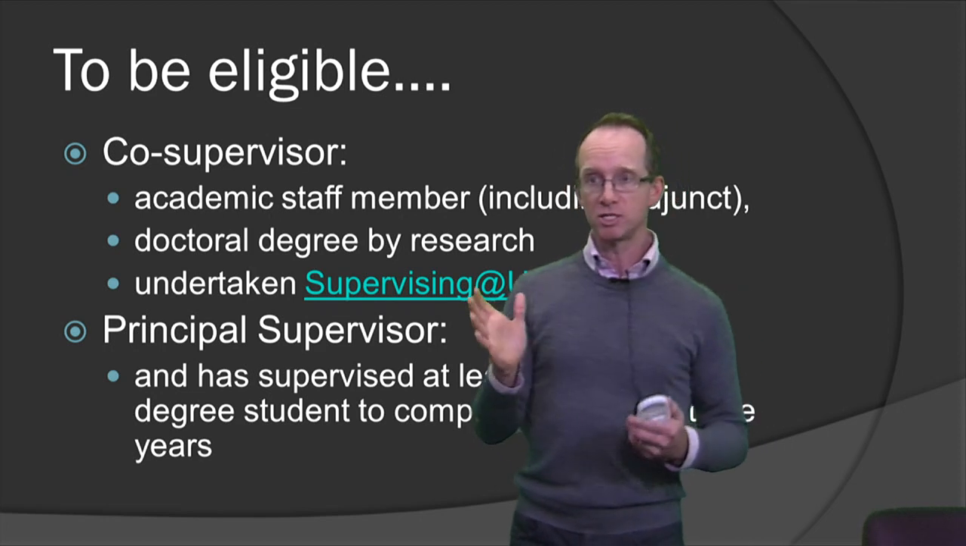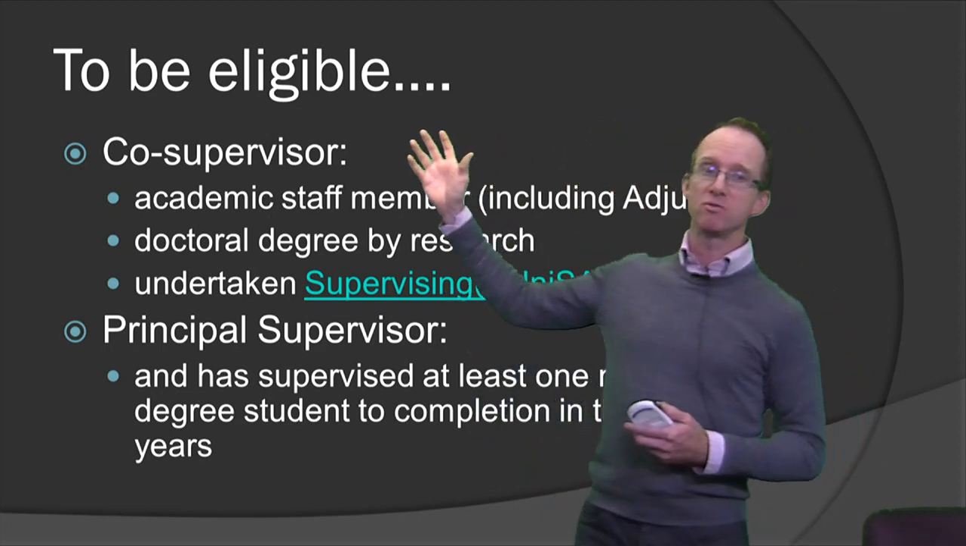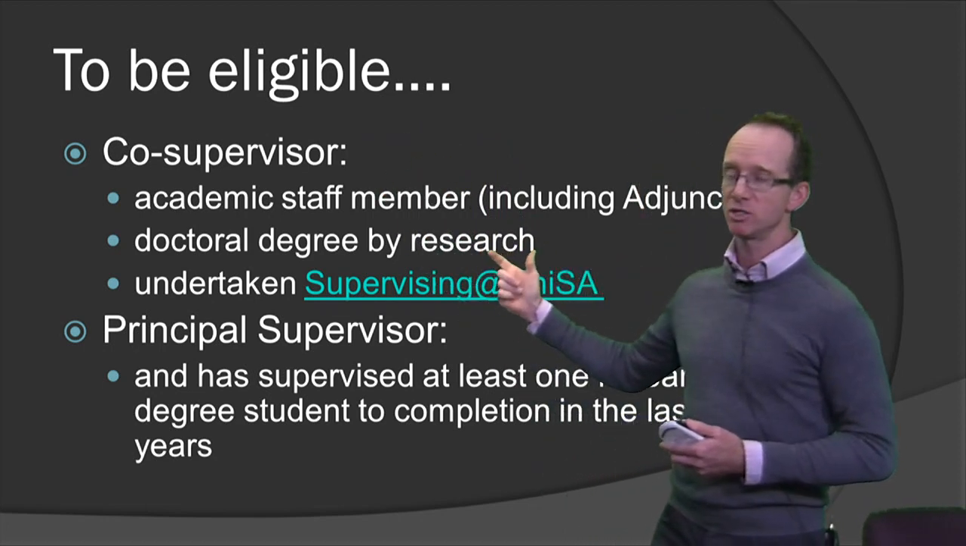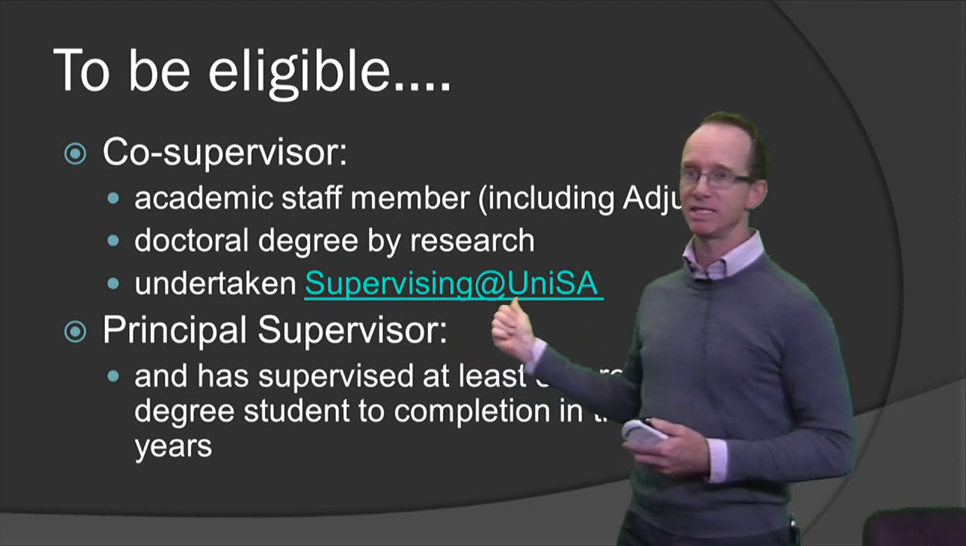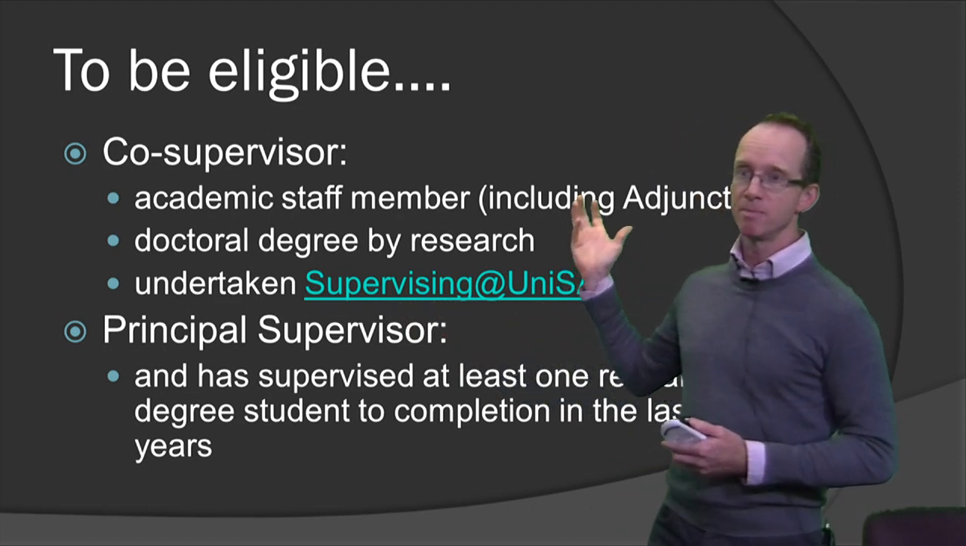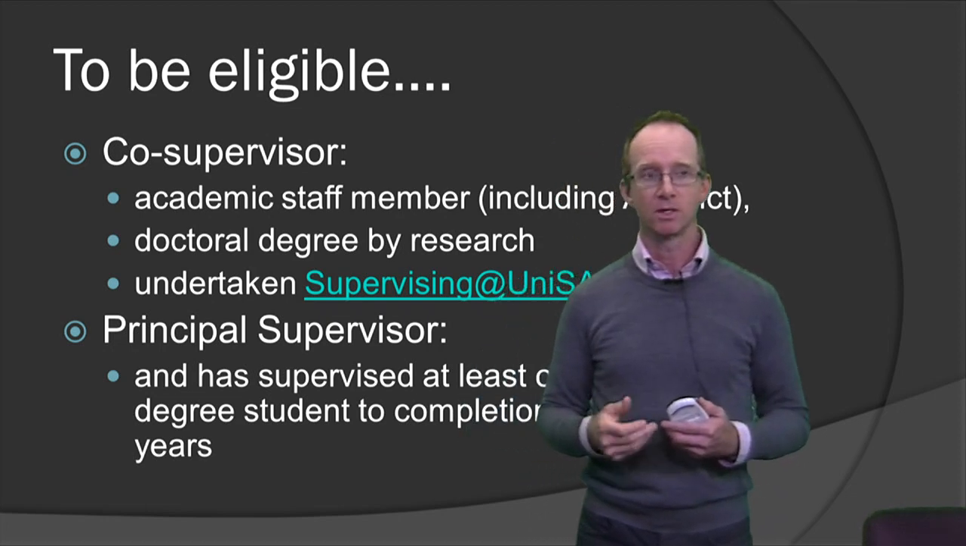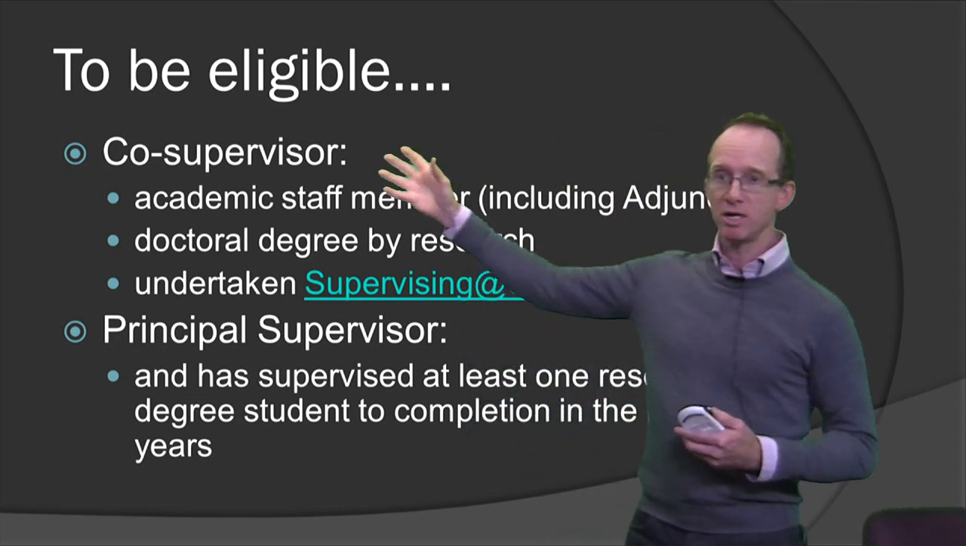To be eligible on the register of research degree supervisors, these people have to have a doctoral degree by research and have undertaken supervising at UniSA, and they have to actually be an academic staff member with at least a 12-month contract. So that's to be eligible to be a co-supervisor.